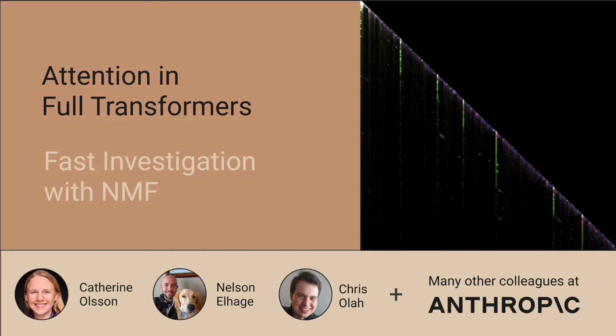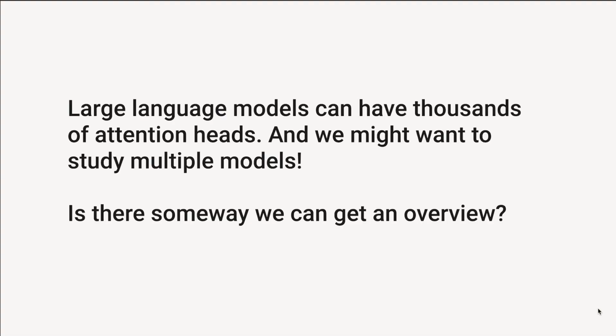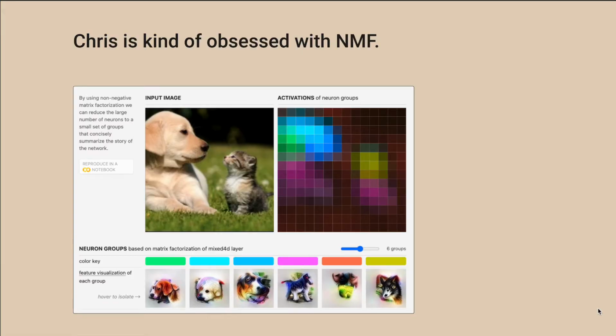But there's also a really practical challenge, which is these models can be huge. Even just if we're talking about the attention heads, you can easily have thousands of attention heads in large models, and you might want to be studying multiple models as well. And so this video, which you can skip over if you want, is about a trick for summarizing and getting a big picture overview of the kinds of things that exist in a model, at least the kinds of attention patterns and attention circuits that exist in a model. So we're going to try and get an overview. And the trick we're going to use is something called non-negative matrix factorization, or NMF.